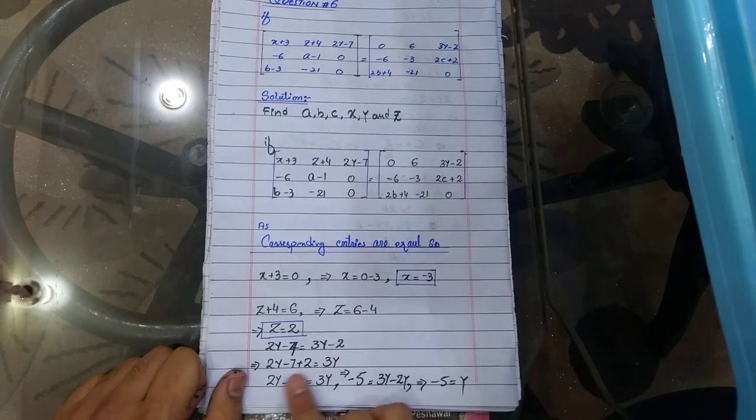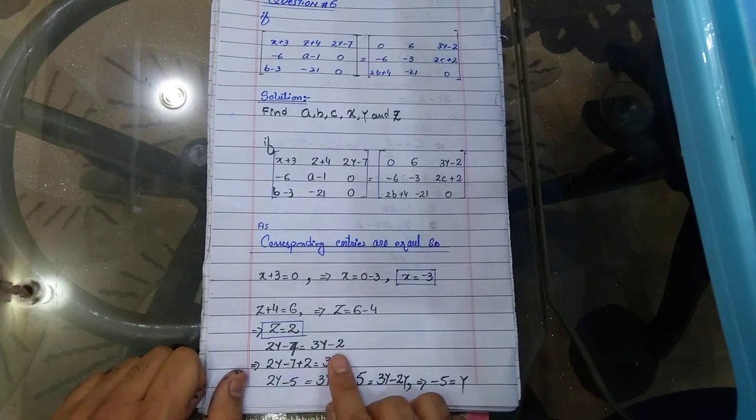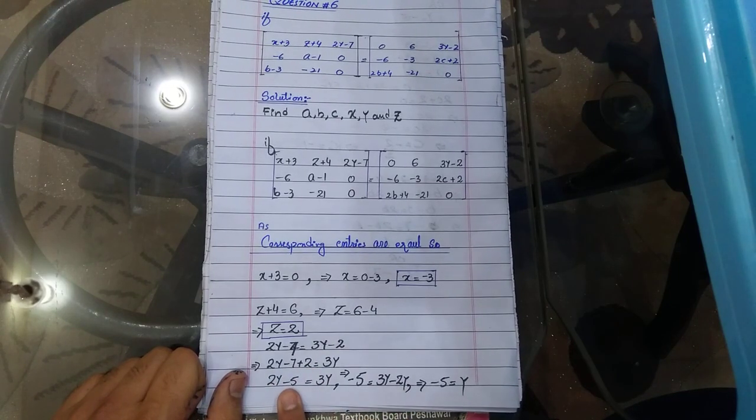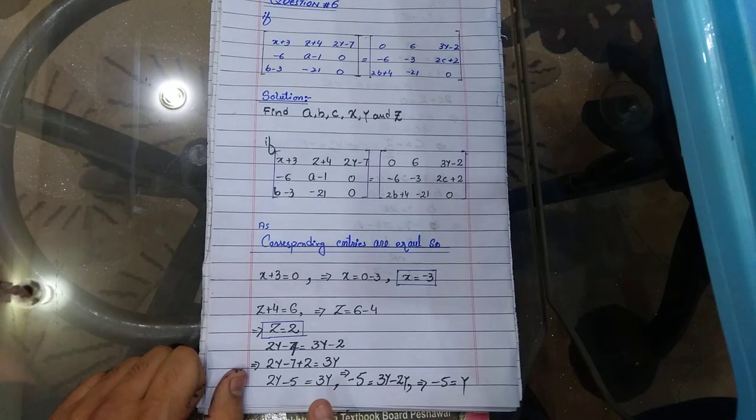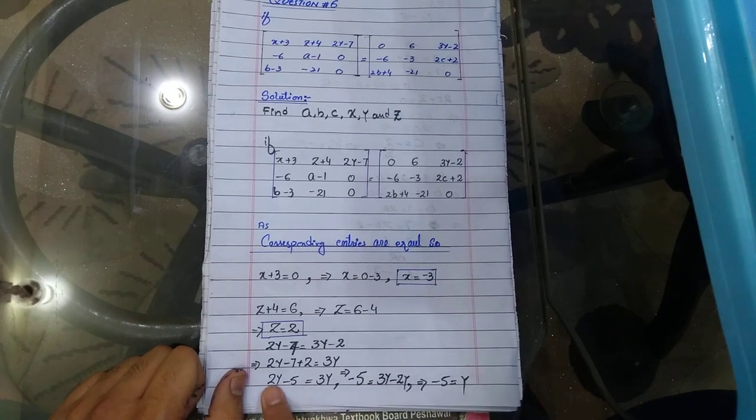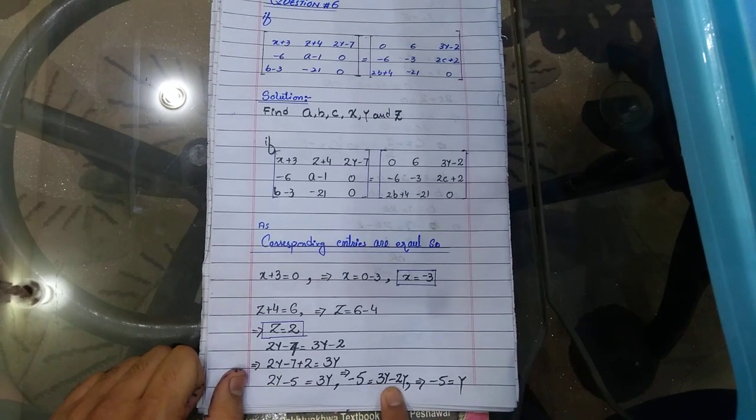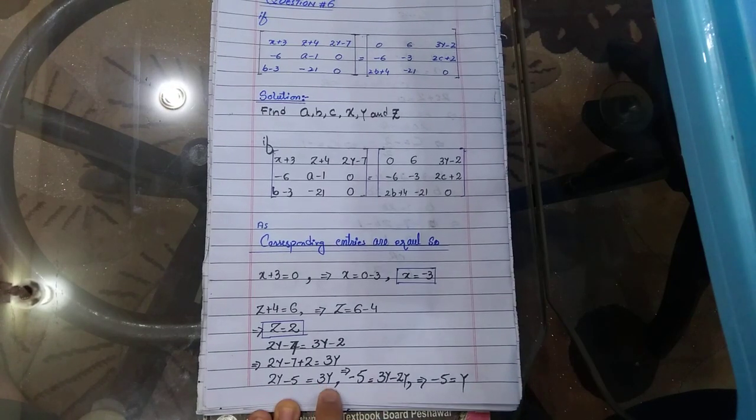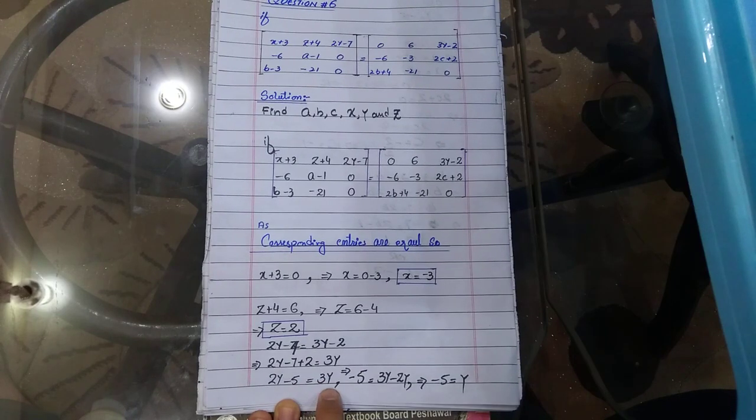So look here student, first shift this minus 2 here. It will become minus 7 plus 2. It will give you minus 5. Now student, instead of shifting this 3y here, we will shift 2y over to the right hand side, because the coefficient of y is greater in the right side as compared to this coefficient, which is 2.